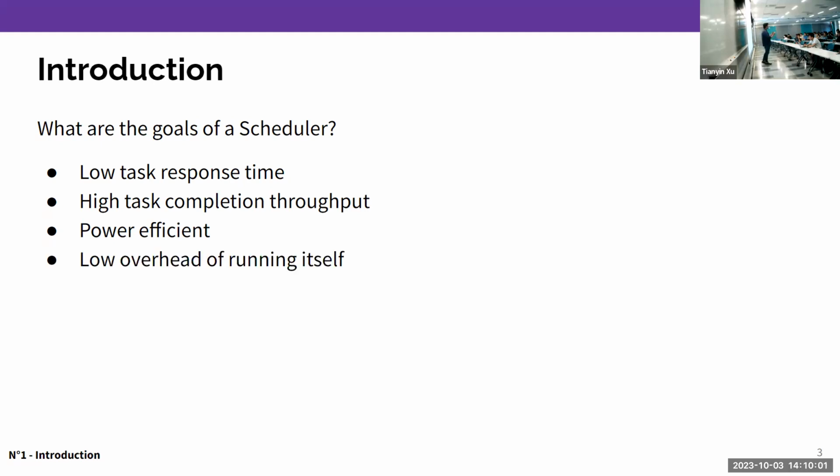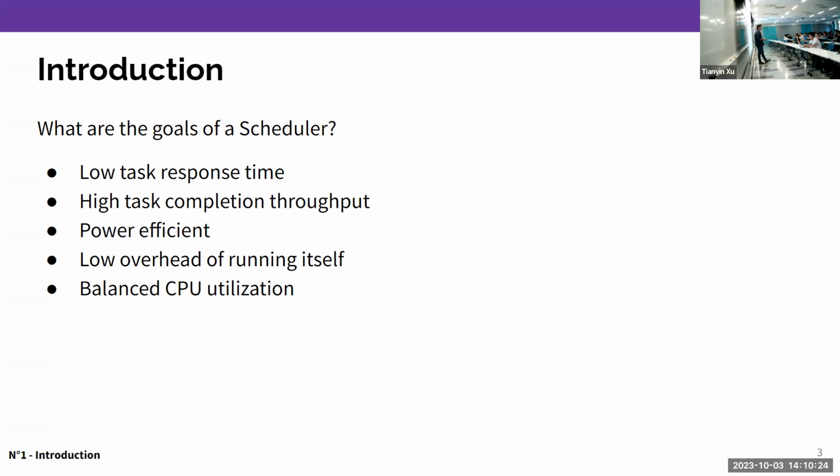Next is the lower overhead of running itself, right? You can have the best scheduler in the world, but if it takes you 10 seconds to actually make a decision, 10 seconds is an eternity in the operating system, right? Of course, 10 seconds may not be so bad if you're making a scheduler for a food delivery startup and you want to assign food to drivers, right? And 10 seconds is probably fine. But if you're giving 10 seconds to choose the next task, then that's pretty bad.